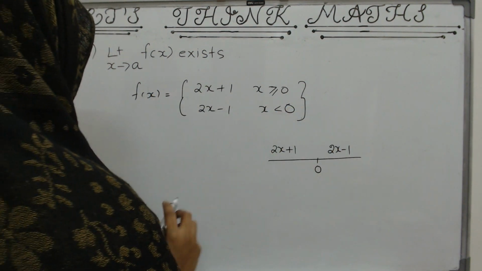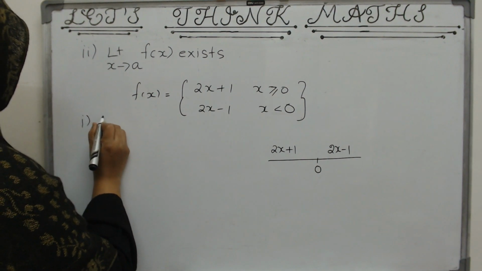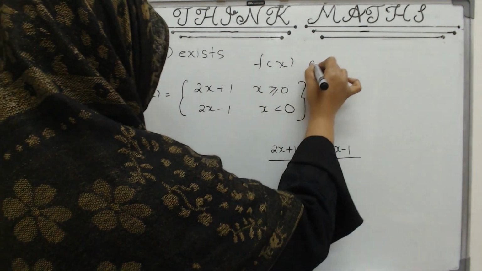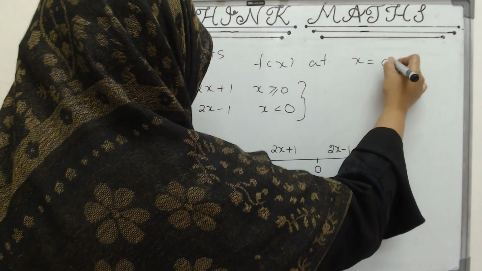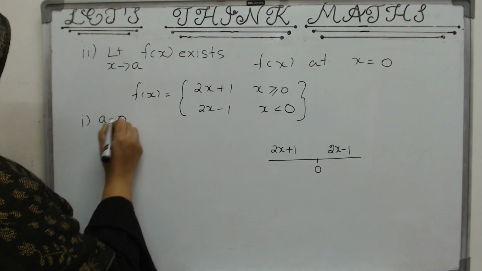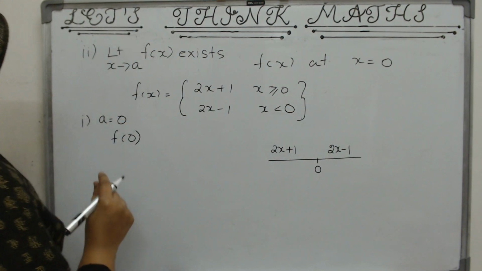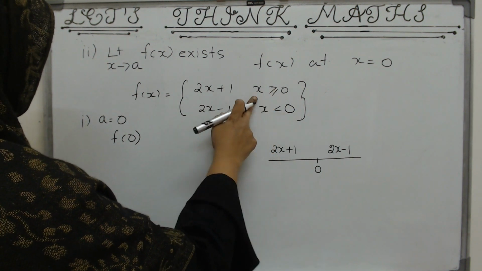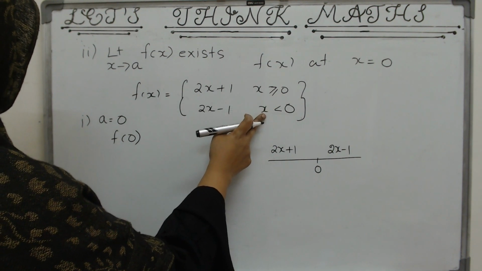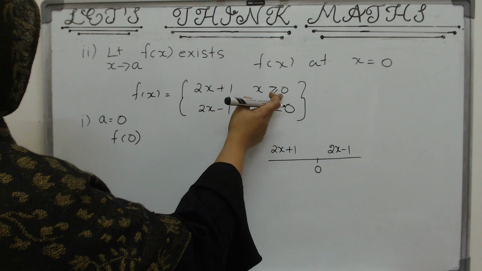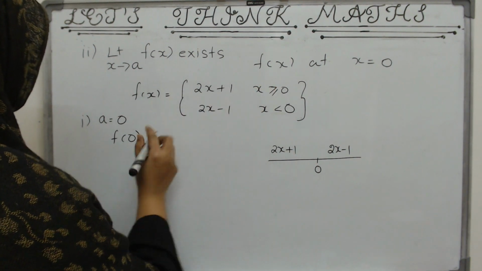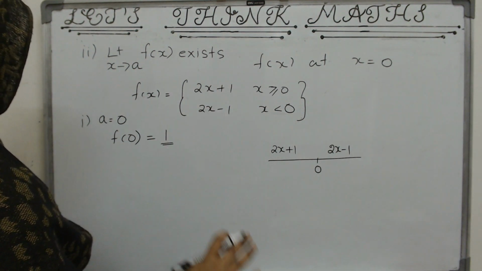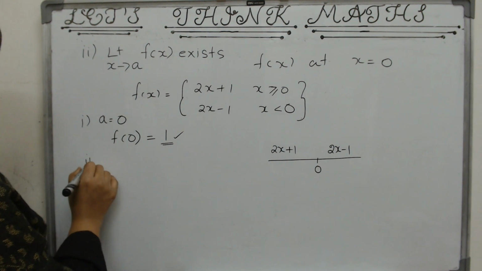So now let us check the first condition. We are going to check the continuity of f(x) at the point x equals 0. So first thing you have to say, if a is equal to 0, does f of 0 exist? Is it finite? Is it real? Now look here, x greater than or equal to 0. This is for x which is strictly less than 0. So greater than or equal to 0 comes here. So what is that? 2 into 0 plus 1. So this is finite. This is real. First condition satisfied.